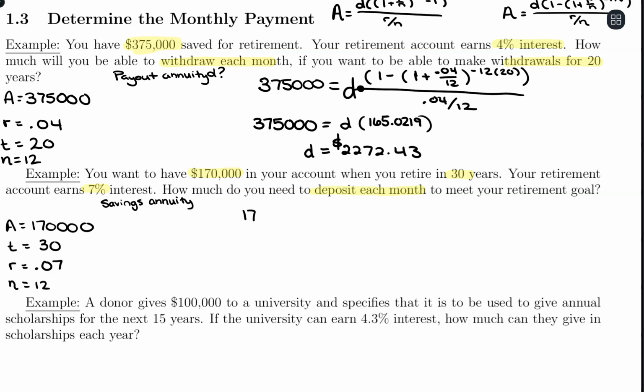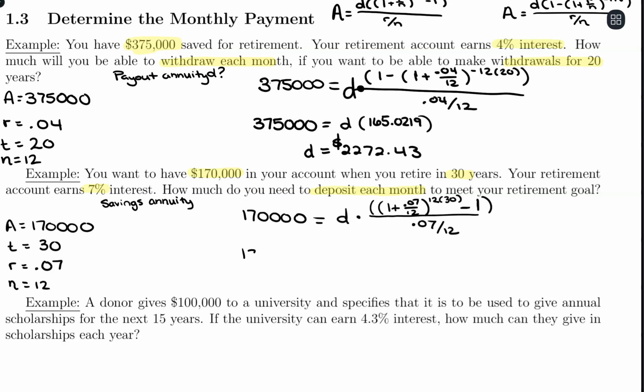So we have 170,000 equals D times, I'm going to have the D just multiplying out front, so it's kind of separated. And then with our fraction, with the savings annuity, we'll have those double parentheses, 1 plus 0.07 over 12 with an exponent of positive 12 times 30, and then minus 1, close those parentheses, all over 0.07 over 12.